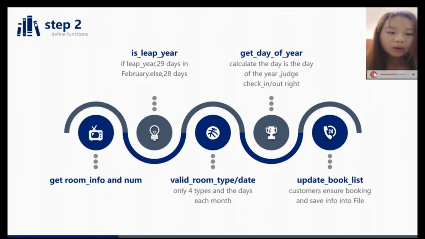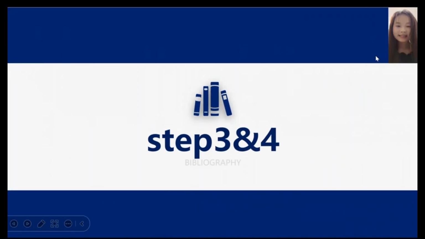Right. What is the room type or date? Only 4 tabs, and the days of each month. Update book list. Customers' initial booking and save in tabs 3 and 4.